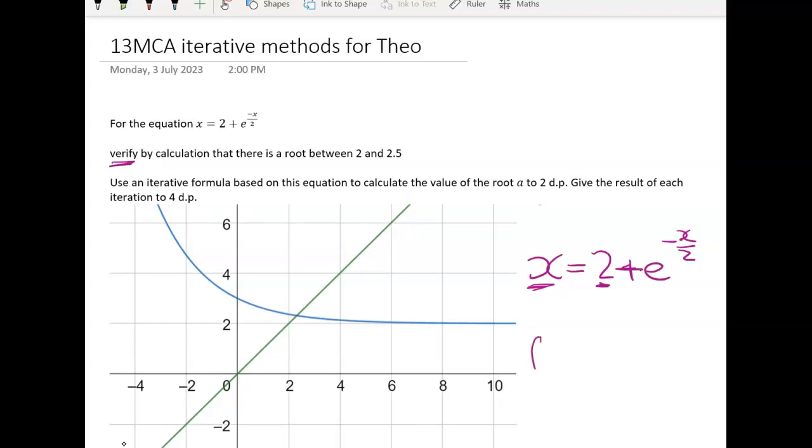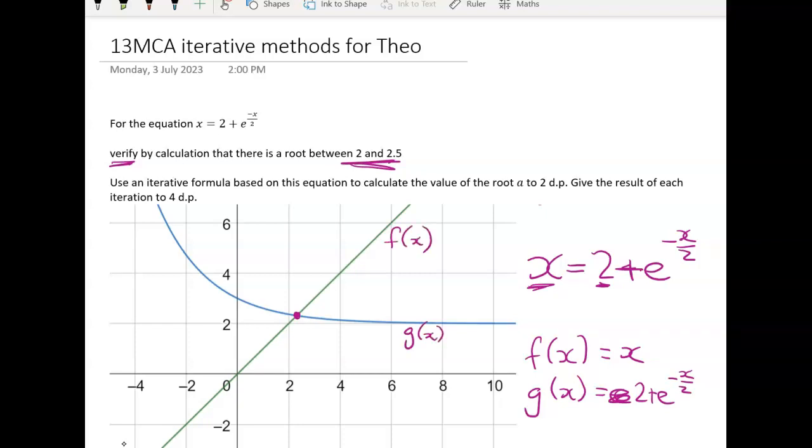To do that, I want us to think about the left-hand side as being one function, f of x is x, and g of x is equal to the right-hand side, which is 2 plus e to the negative x over 2. I've graphed both of these here. We can see on this graph that we've got a root happening somewhere just above 2, which fits with the question. This one here is g of x, and this is f of x.